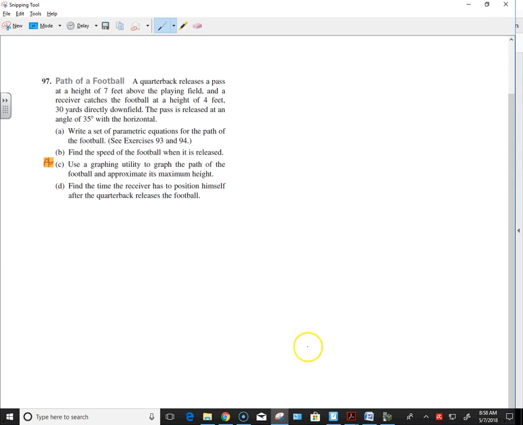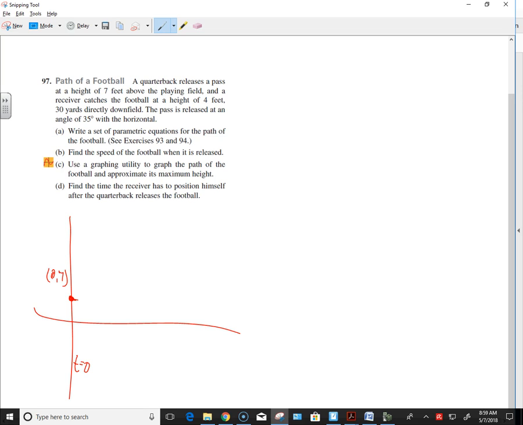Okay? So with the path of the football, a quarterback releases a pass at a height of 7 feet above the playing field. So can't I say (0, 7) is the initial point? Does that make sense? When t equals 0, for this pass, I'm at the point (0, 7). Does that mean the quarterback is 7 feet tall? Nah, come on, think about it.